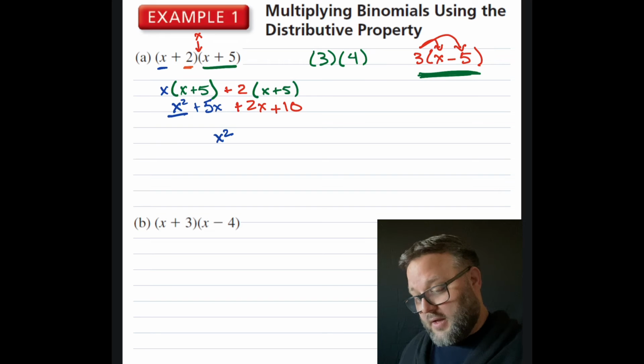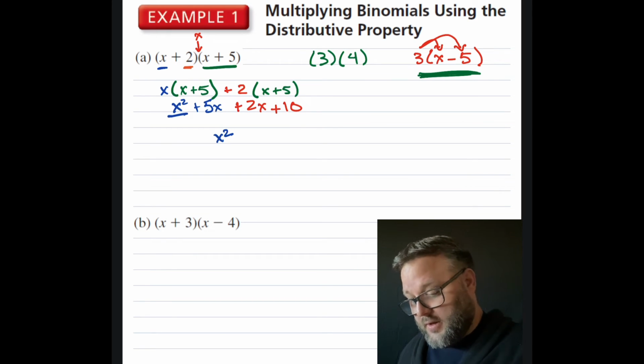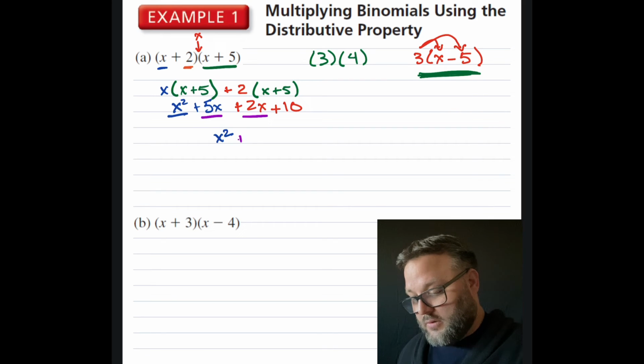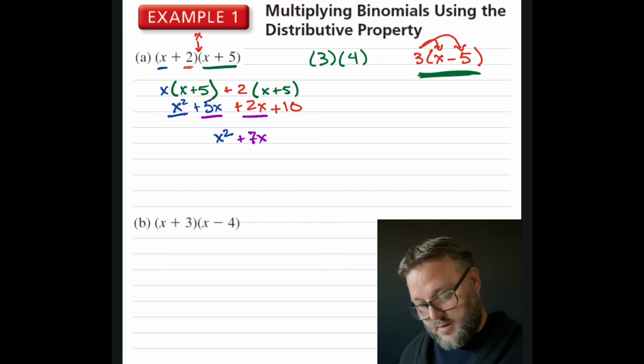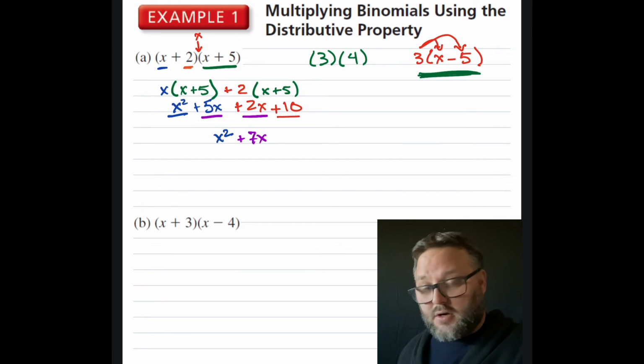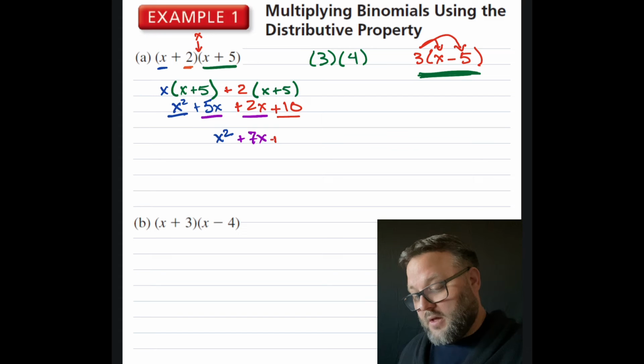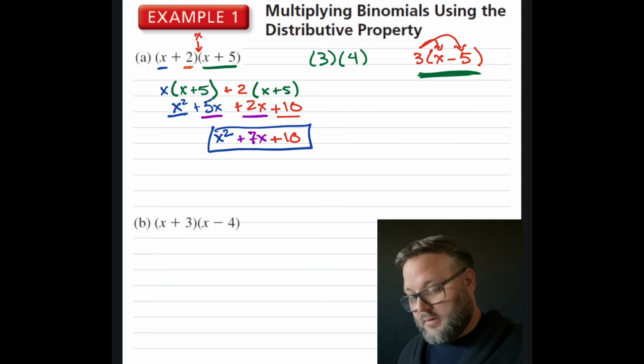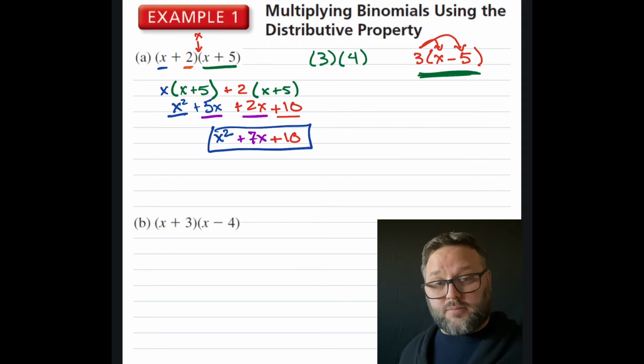Then let's change the color scheme a little bit. There we go. We've got an x term and an x term, so I need to combine those. That means I have a total of 7x. And lastly, we have this constant term that's all by itself, so I'm going to add it in. And at this point, I am done. I have multiplied binomials using the distributive property.